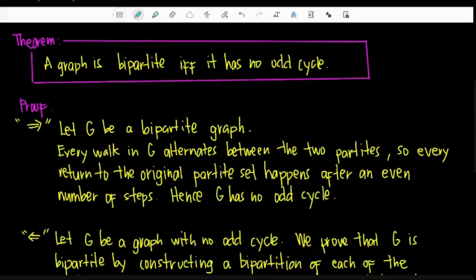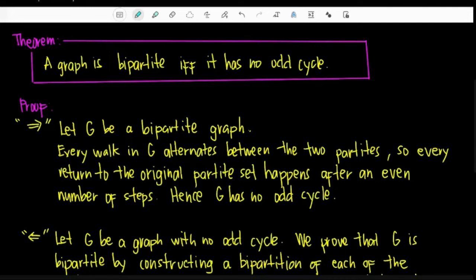So let's prove this. Since this is a biconditional, we need to prove the necessary and the sufficient condition. First, we suppose that the graph G is bipartite, then we show that it has no odd cycle. Next, we assume that it has no odd cycle, then we show that the graph is bipartite. So let's start with the first implication. Let G be a bipartite graph.